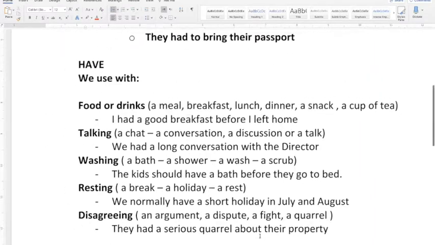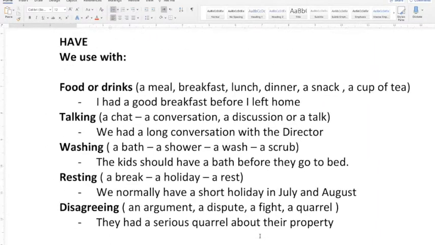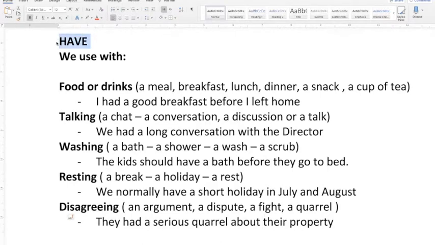So friends, as you can see here, the lexical verb have is basically used for multiple usage. You can talk about the food or about the drinks. You can talk about the conversation. You can use it for the washings. You can use it for resting. And you can also use it for disagreeing. So they had a serious quarrel about their property.